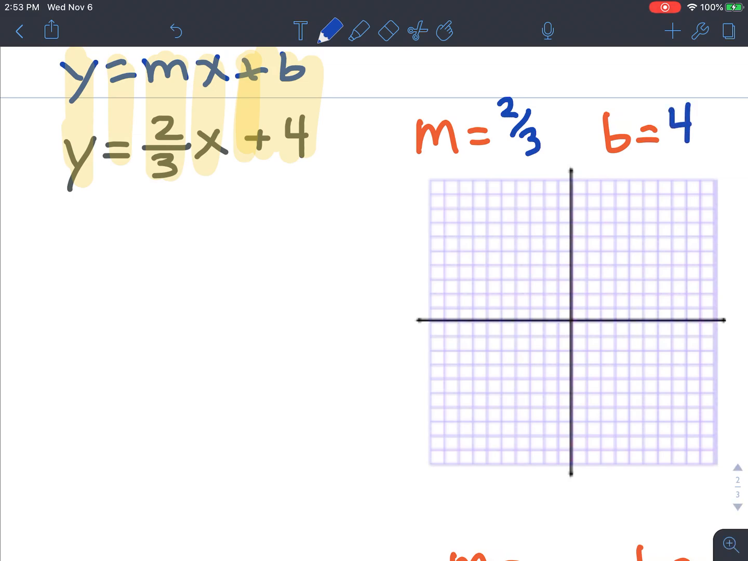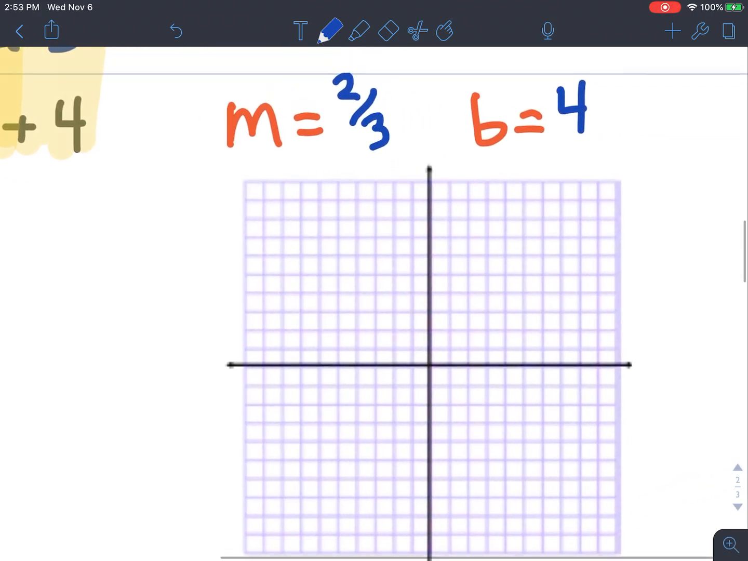So now we need to think, how do we graph this? These are the only two things you need. You want to start with the b, because you know the line is going to cross the y-axis at that point. So if b is 4, I'm going to go up and count to 4. That's right there. And I know I'm going to put a point there because that's where the line crosses. Then I have to use my slope, which is 2/3, to figure out 2 more points.